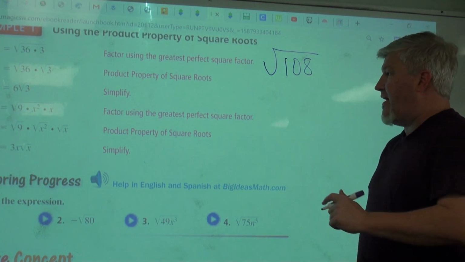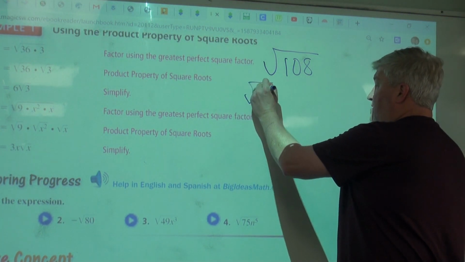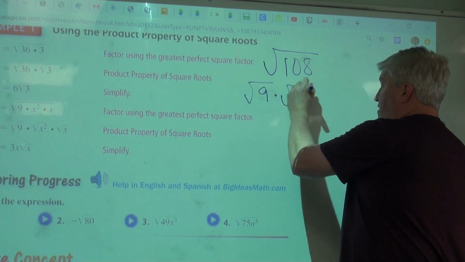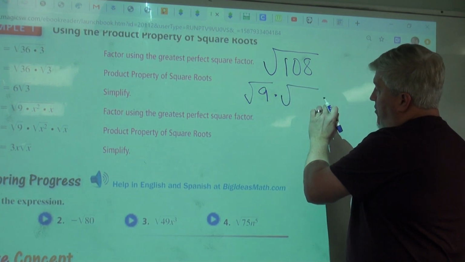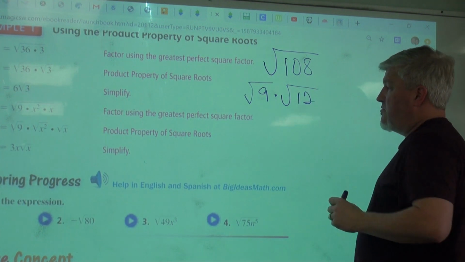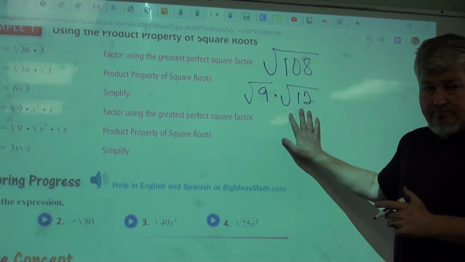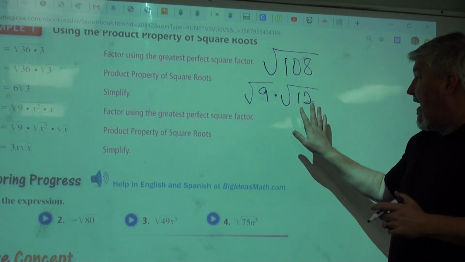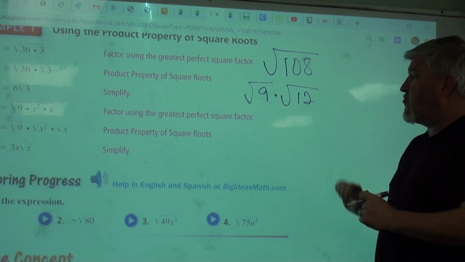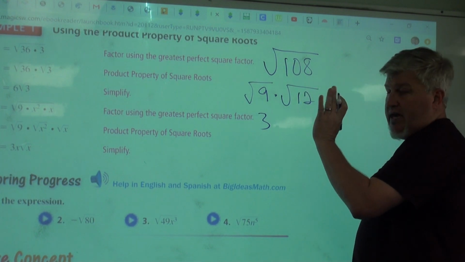So I'm going to rewrite it. Square root of 9 times, and 9 goes into that 12 times. So I've got the square root of 9 times the square root of 12. Okay? Now, we already know the square root of 9 is 3, so we can be done with that.